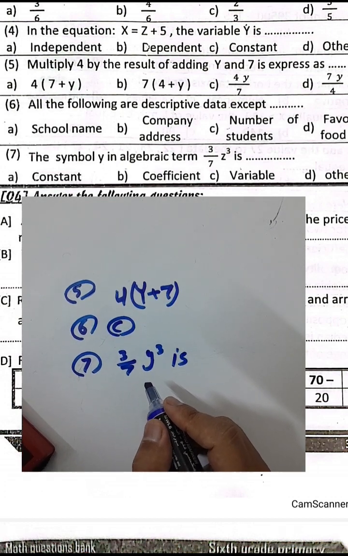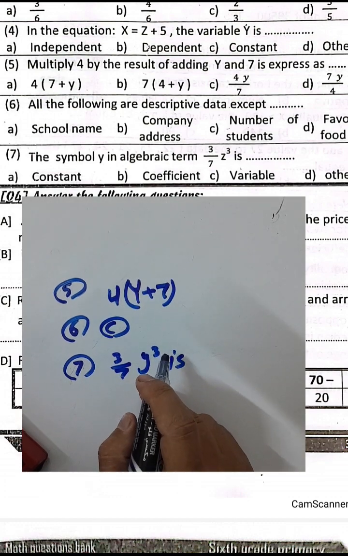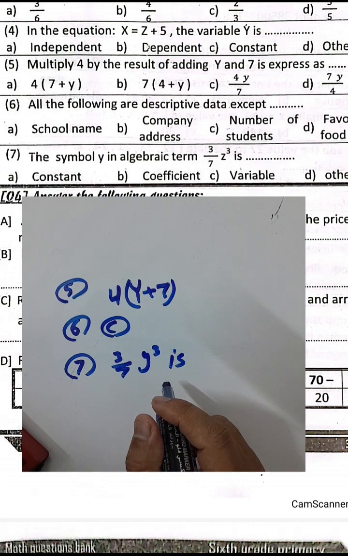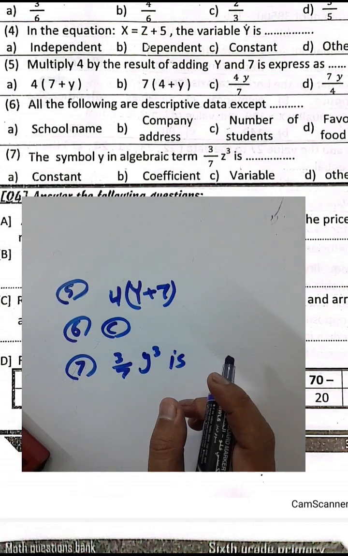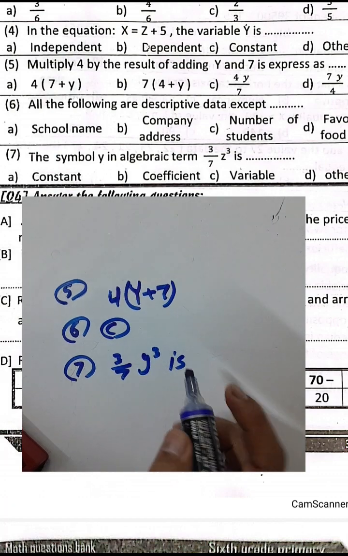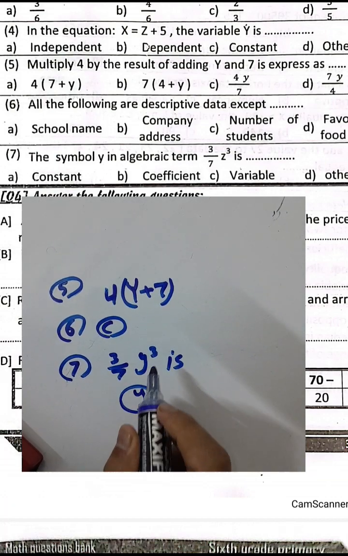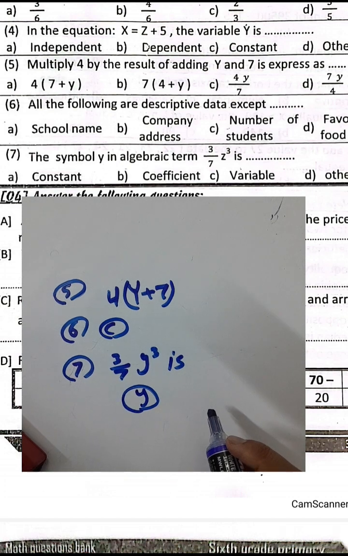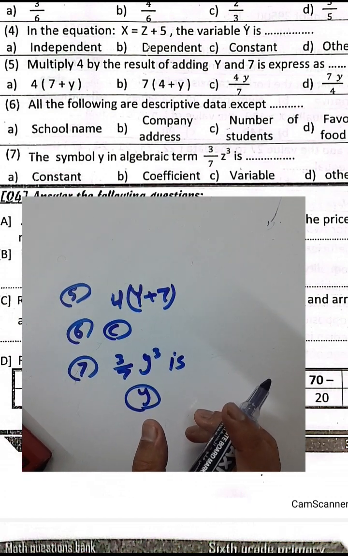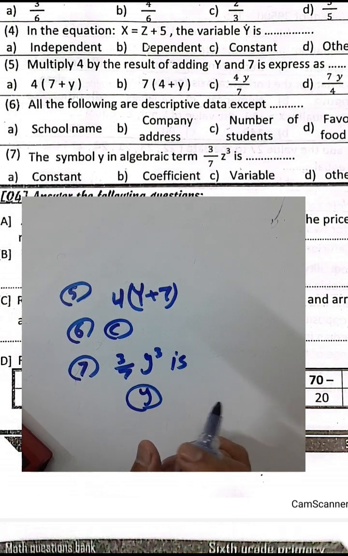Here, if you put y or y power 2, the symbol y we call the variable. Any letter we call a variable, or we can call it an algebraic factor.